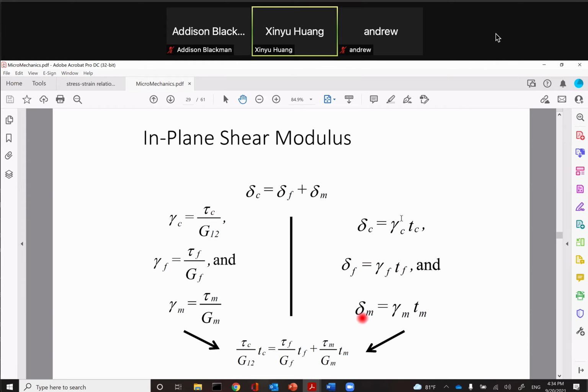Shear strain of fiber and matrix is this, and you plug these numbers into this equation here, you get these. Basically this says the equivalent shear modulus follows the rule of mixtures model. This analysis basically shows that it follows the rule of mixtures. It's a rule of mixtures type. Okay.